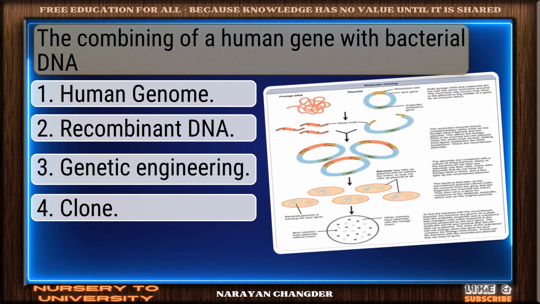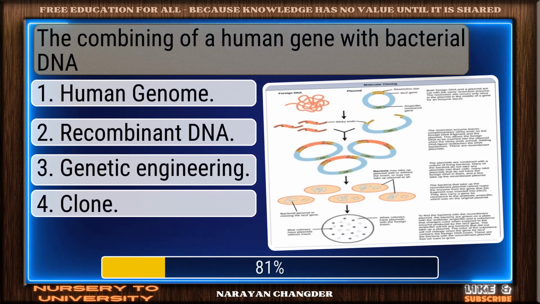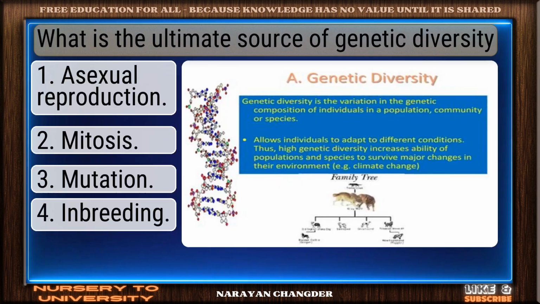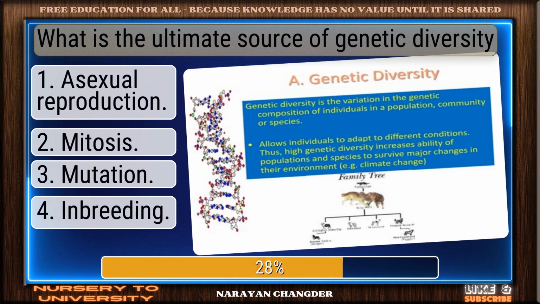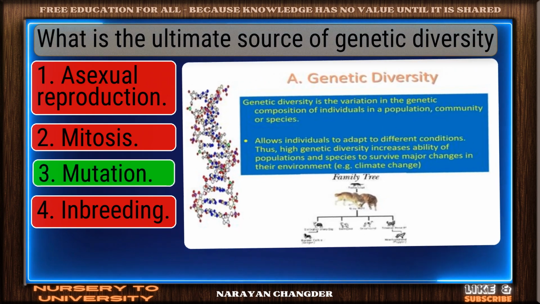The combining of a human gene with bacterial DNA. On track. Recombinant DNA is the correct answer. What is the ultimate source of genetic diversity? Good thinking. Mutation is the right answer.